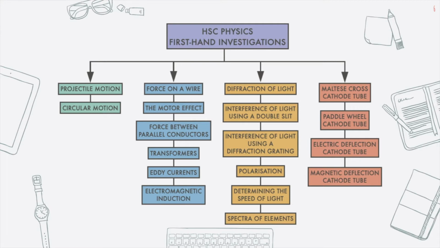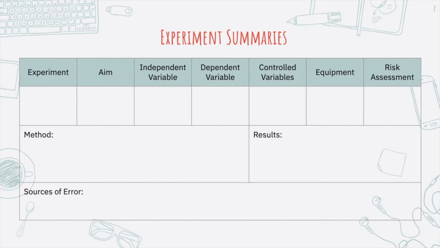There's a few more from the electromagnetism module. The nature of light has the most amount of first-hand experiments, and from the universe to the atom has a few experiments to complete. So for each of these experiments, you should develop another summary table. An example of what your summary table would look like is displayed on the screen now.